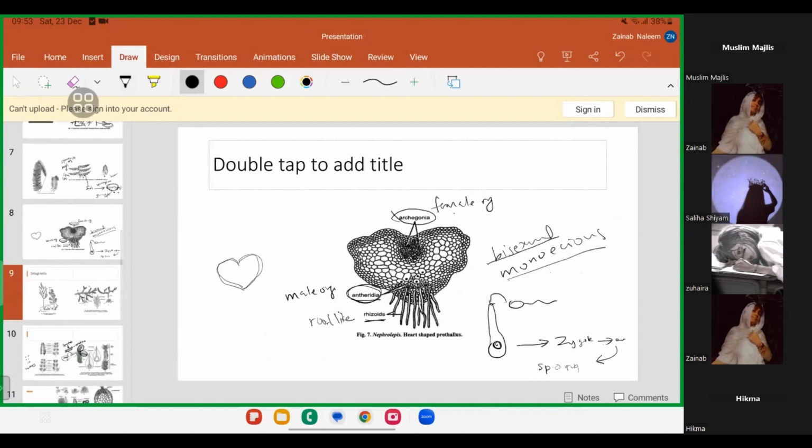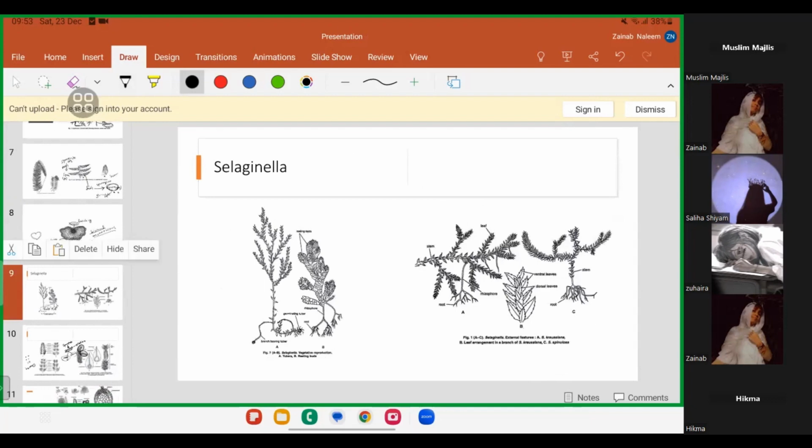But in the Selaginella, that is not homospory, it is heterospory. Heterospory means there are two different sizes of spores that you can differentiate into male and female. You can say, this spore is going to germinate and give a male plant, and this spore is going to germinate and give a female plant. You can see the size and visual difference in these spores. So that is called heterospory.